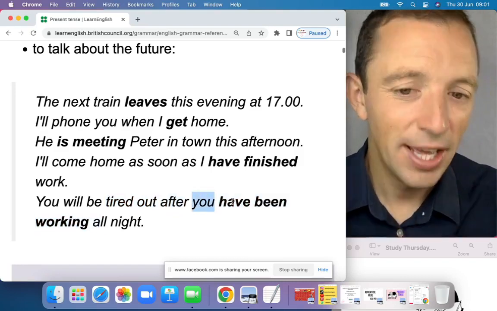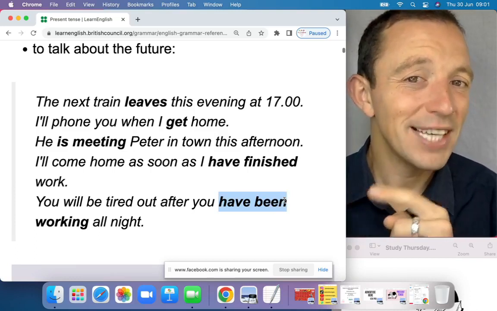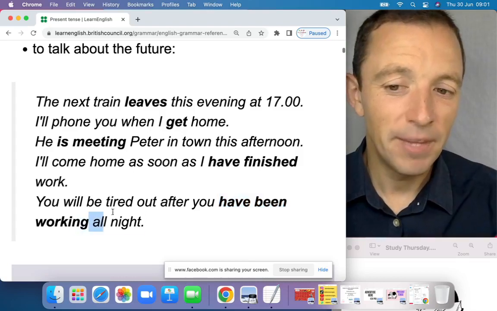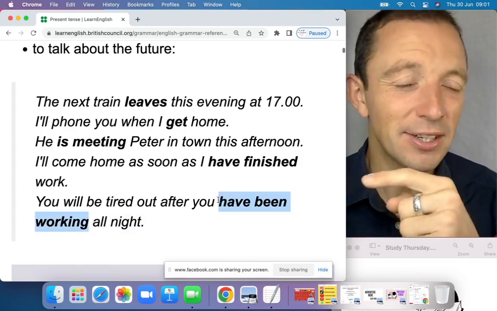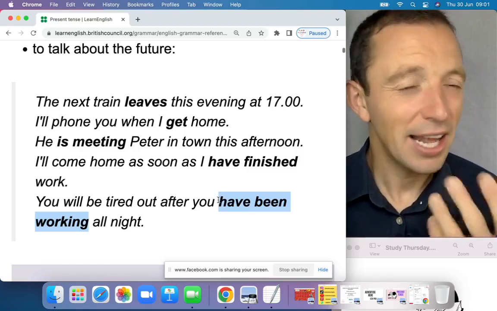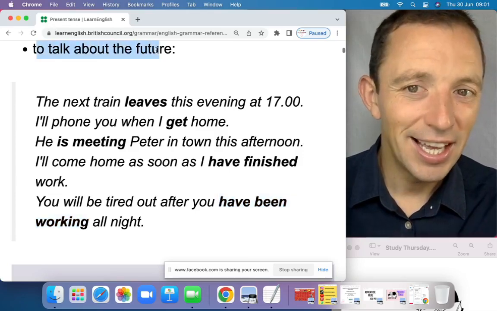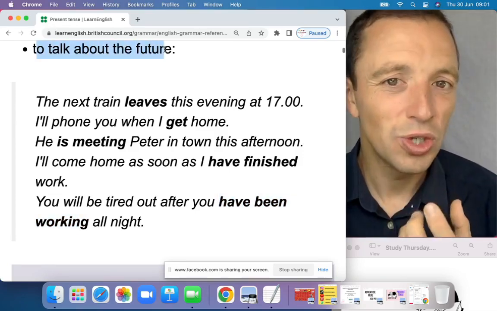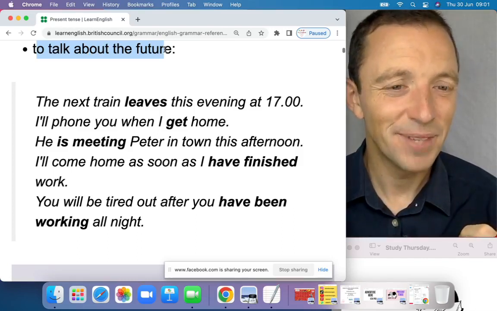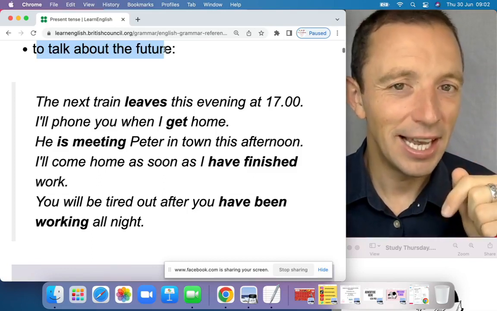Subject is you. The auxiliary is the verb to be in the present perfect form plus the ing. Therefore, this is the present perfect continuous, but we are expressing the future. And that's very interesting. That's the most important lesson today. It's possible to use the present perfect to speak about the future. That is amazing. That's the most important information from today's lesson.